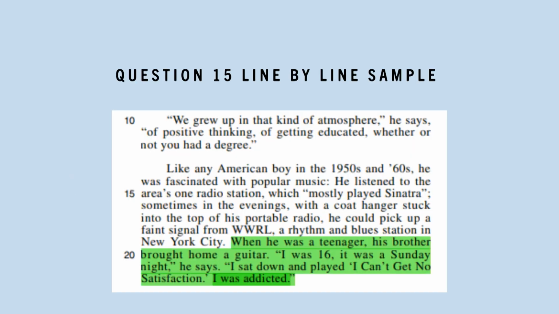When we look at lines 13 through 22, it says very simply, like any American boy in the 1950s and 60s, he was fascinated with popular music. He listened to the area's one radio station, which mostly played Sinatra, sometimes in the evenings with a coat hanger stuck into the top of a portable radio. That's somebody that really wants to listen to the radio. He could pick up a faint signal from WWRL, a rhythm and blues station in New York City. And when he was a teenager, his brother brought him home a guitar. "I was 16. It was a Sunday night," he says. "I sat down and played 'I Can't Get No Satisfaction.'" And he was hooked. He was addicted.